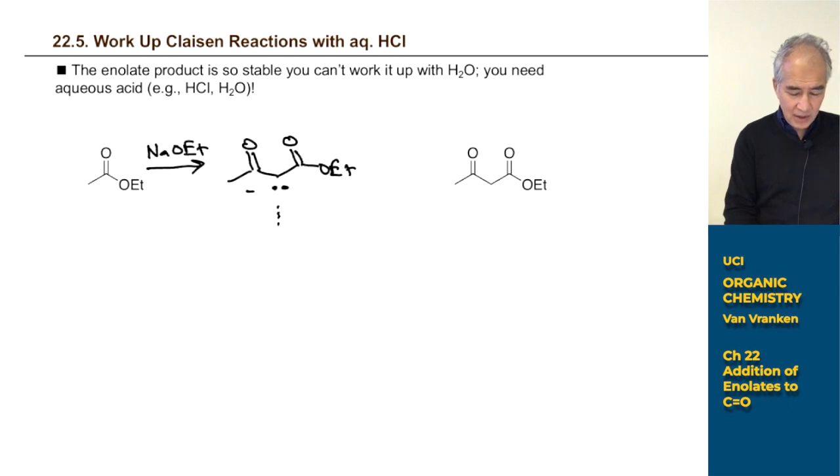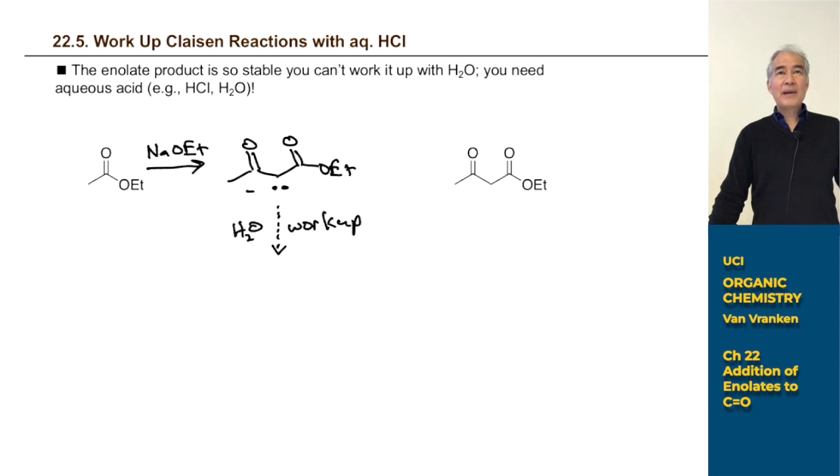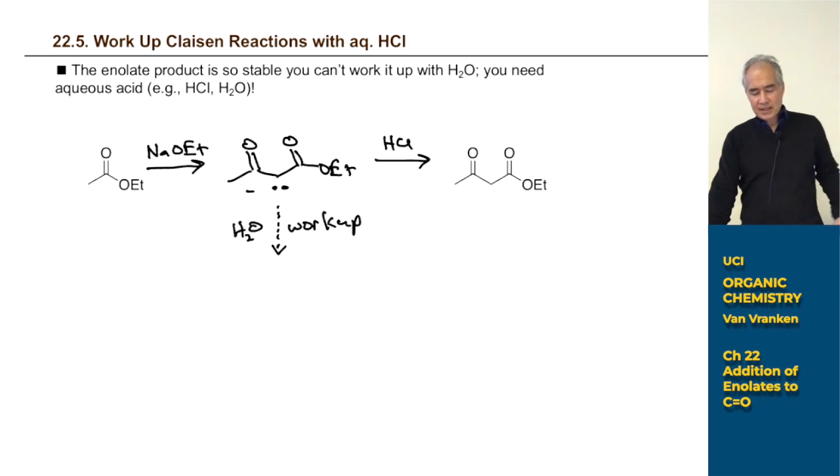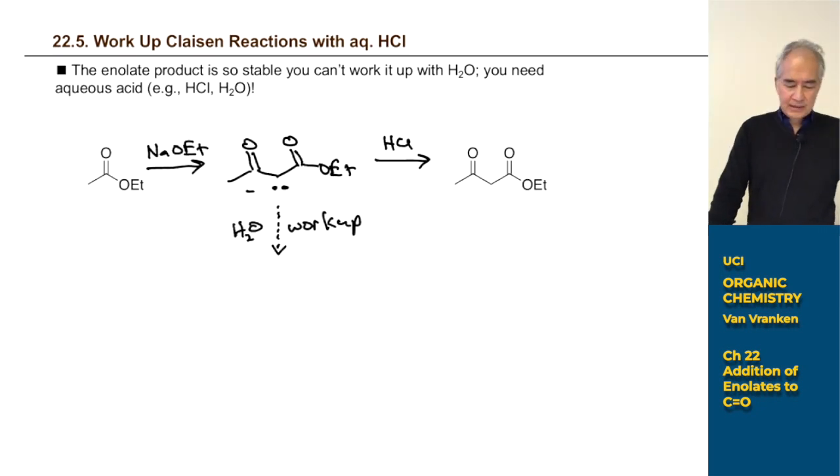So I have to urge you to avoid the temptation to try to do an H2O workup. That won't do anything. If you put this into water, that carbanion is not going to get protonated. We've got to use acid for the protonation step. I'm going to write HCl here, right? You have to use something more acidic than water, substantially more acidic, and I'll just write HCl, but in fact it's always aqueous HCl, but the H2O is not really relevant there. It's just the fact that you're putting in some kind of an acid.